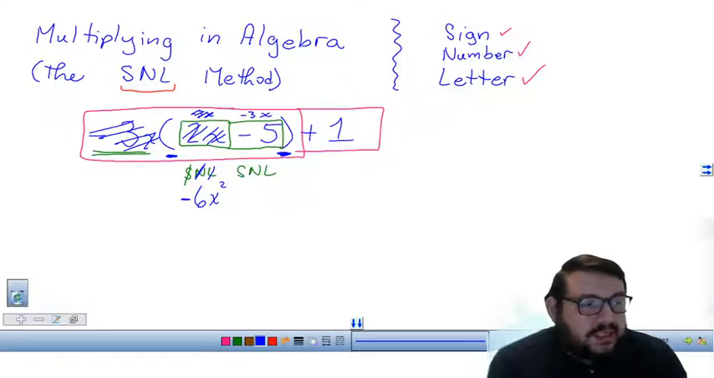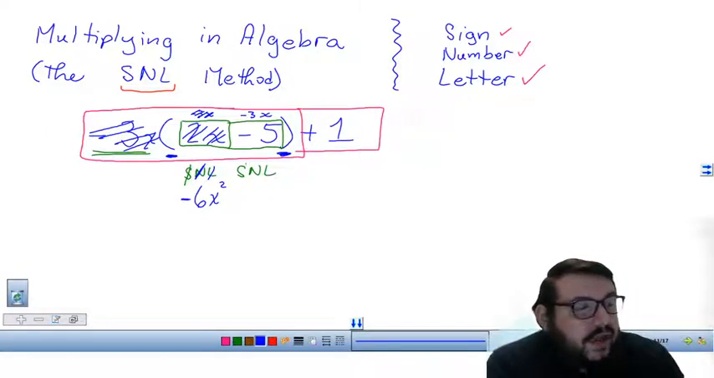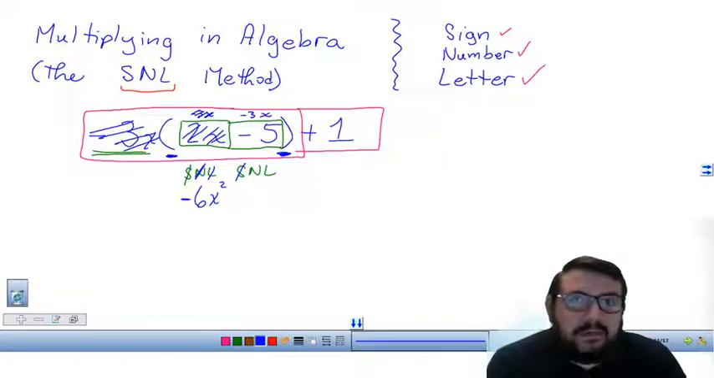Just go straight to the next signs. The snail will take care of you if you follow the snail, okay? All right, so S is for signs, negative and negative. Well, remember the rule I just said. If they're different, they result in a negative. If they are the same, they result in a positive.